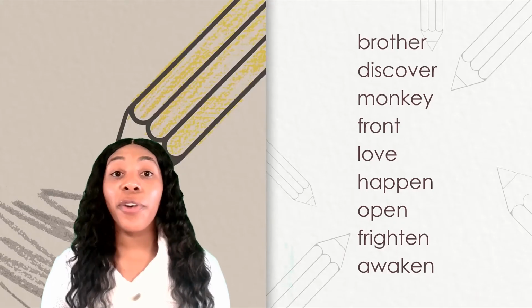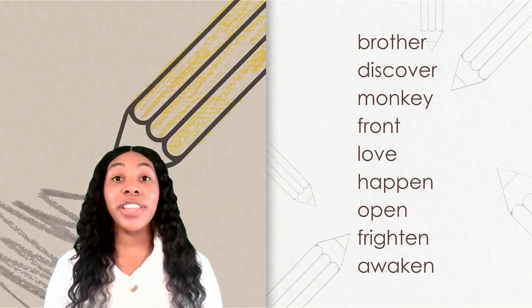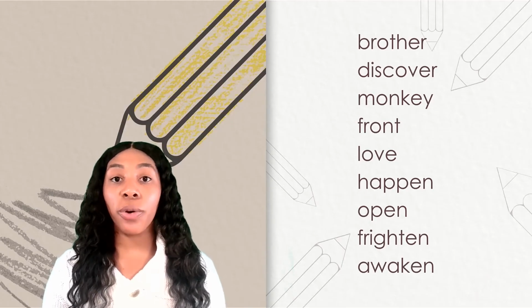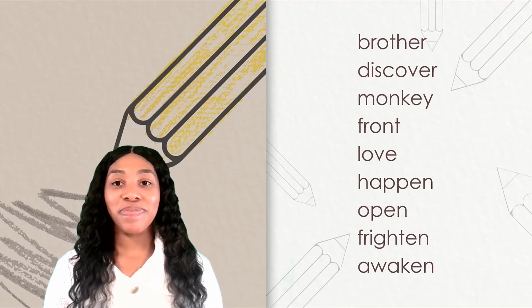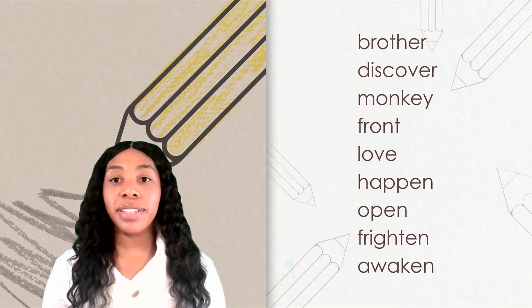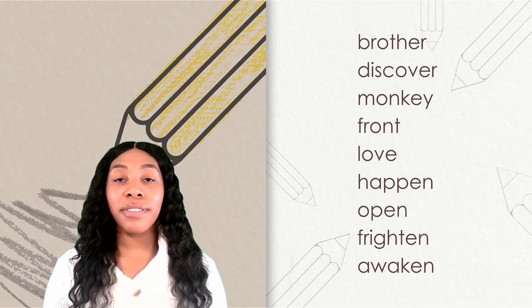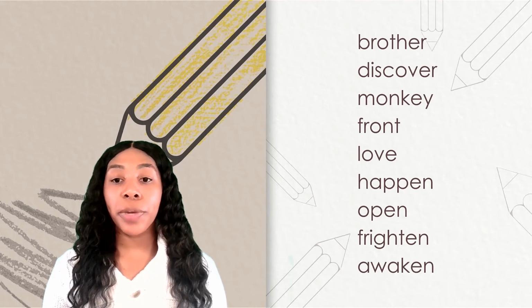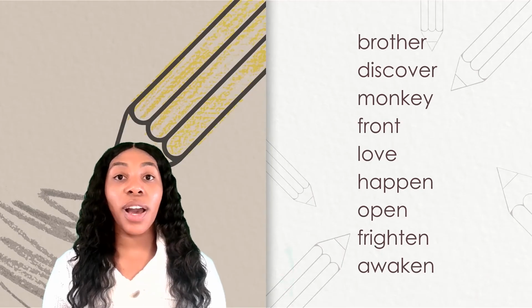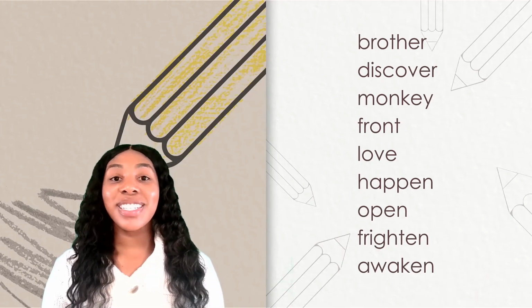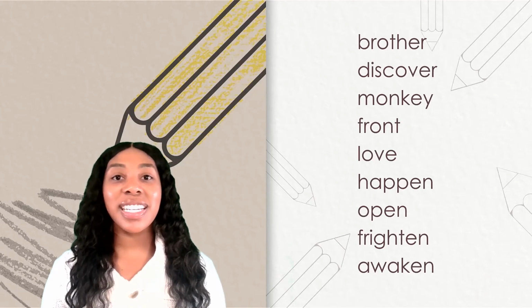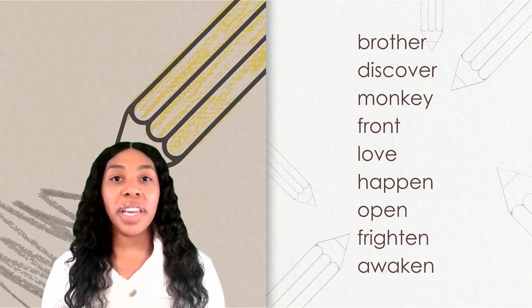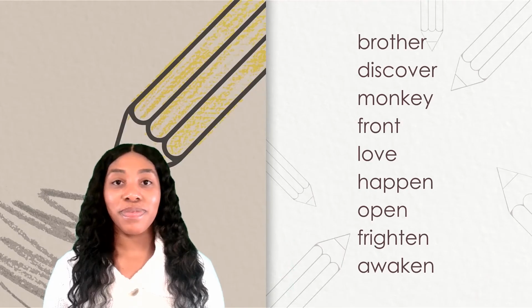Writing. For our last activity, let's use words that have the schwa sound spelled with E and O to write a silly sentence. Here are some words that you can use in your sentence today. Starting from the top, we have brother, discover, monkey, front, love, happen, open, frighten, and awaken. Don't forget to start your sentence with an uppercase letter and use ending punctuation. I'll leave this list up while you write and try to use at least 3 words in your sentence. Good luck.